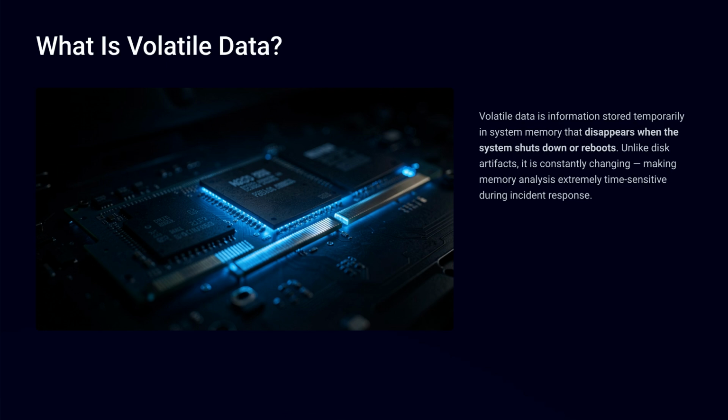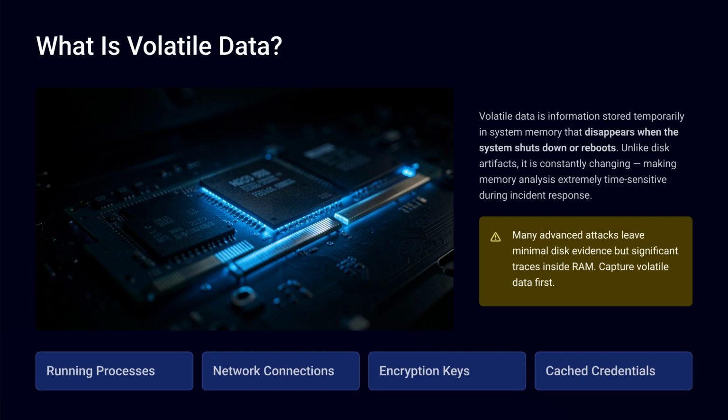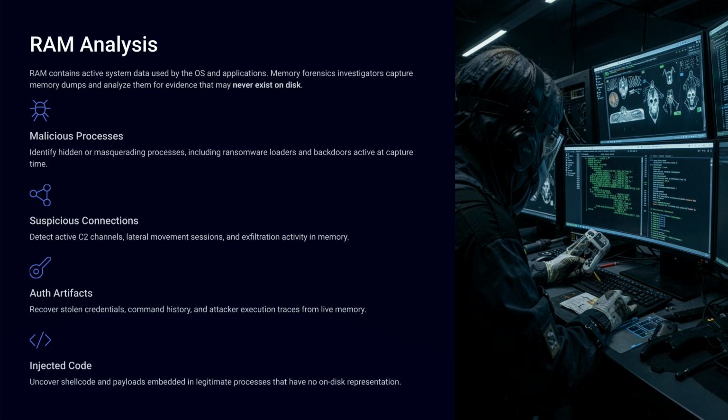This constant change makes memory analysis extremely time-sensitive. Advanced attacks often leave minimal disk evidence but significant traces in RAM, making volatile data capture a priority. RAM analysis helps investigators capture memory dumps and analyze them for evidence that may never exist on disk. This includes identifying malicious processes, suspicious connections, and recovering authentication artifacts, as well as uncovering injected code and hidden shellcode.